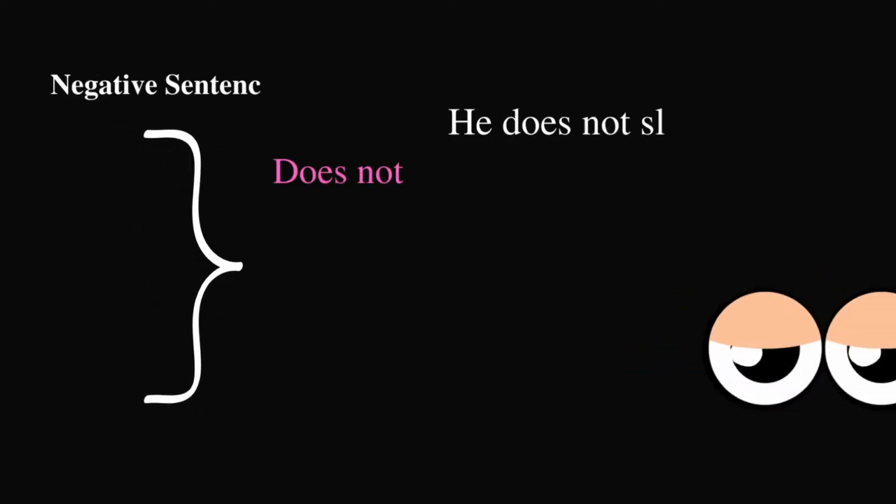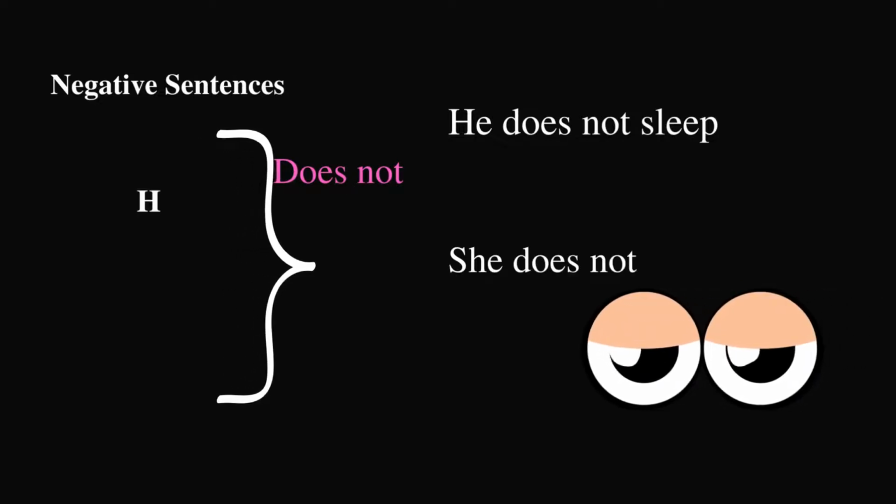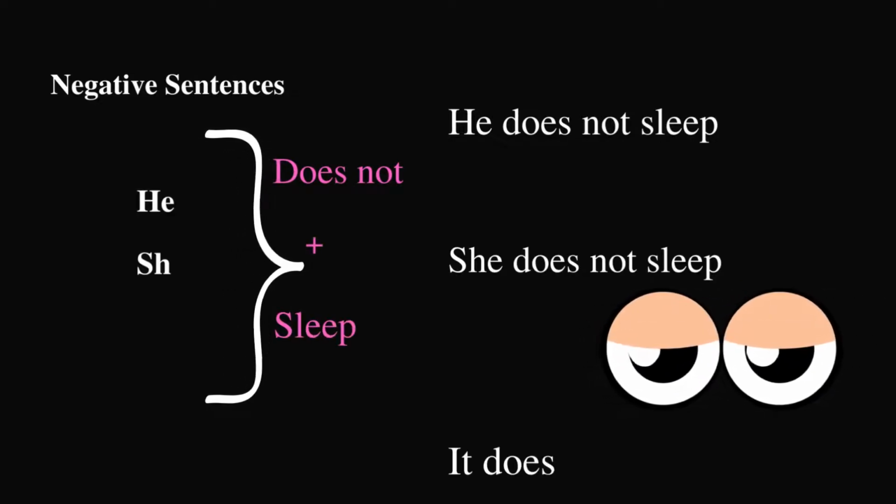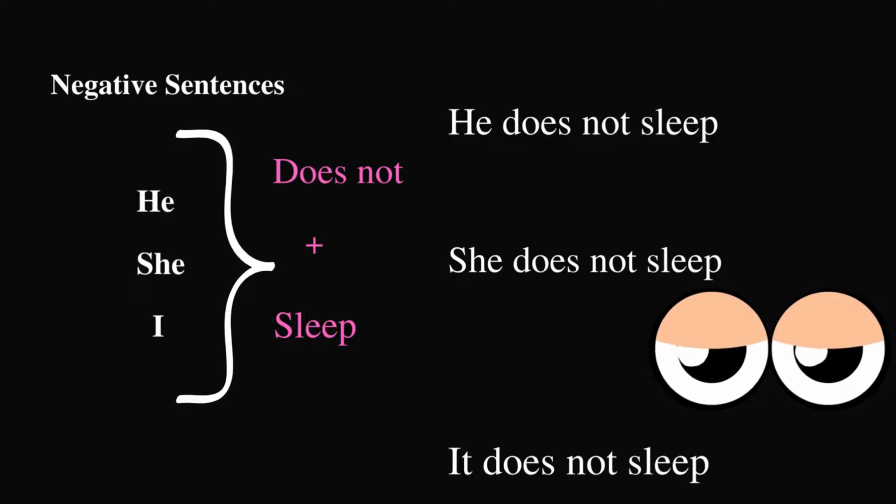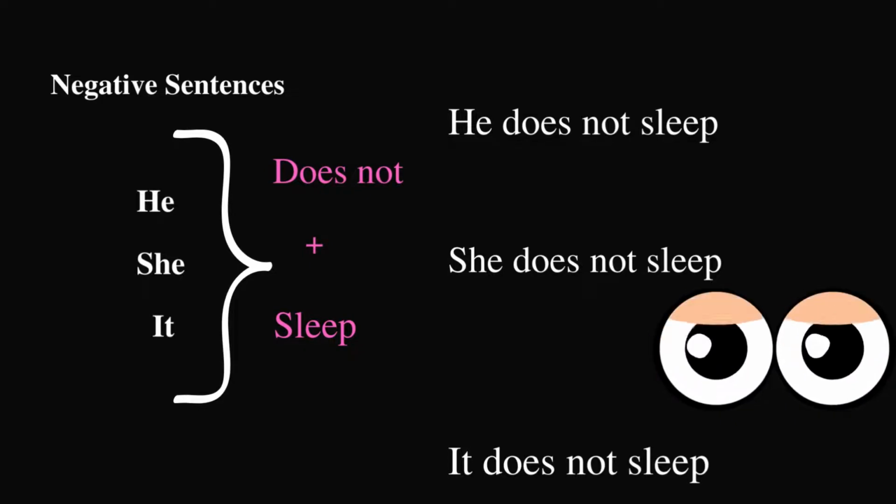When we have negative sentences with first person singular, we use does not with the first form of the verb. Here, I want to give you a reminder that with does in a sentence, we use the first form of the verb. For example, he does not sleep. She does not sleep. It does not sleep.